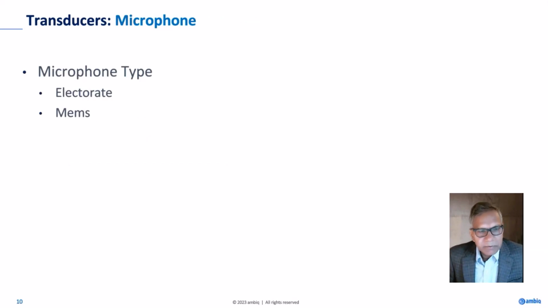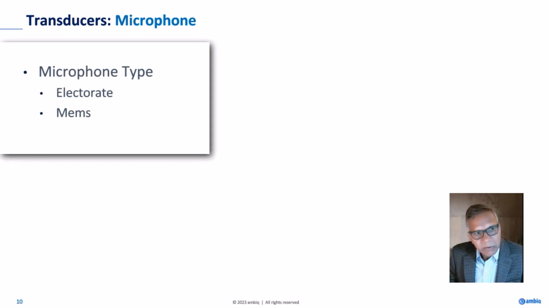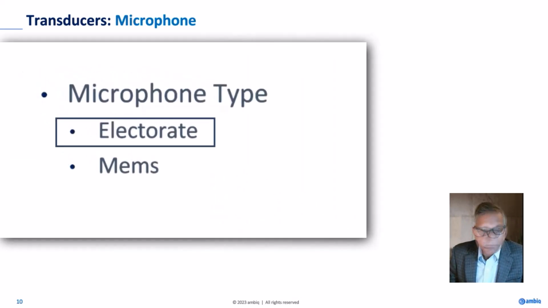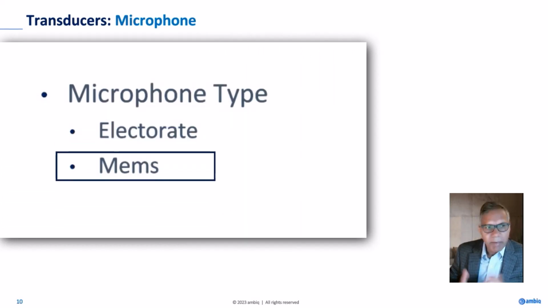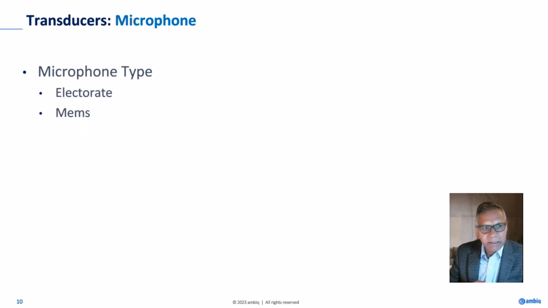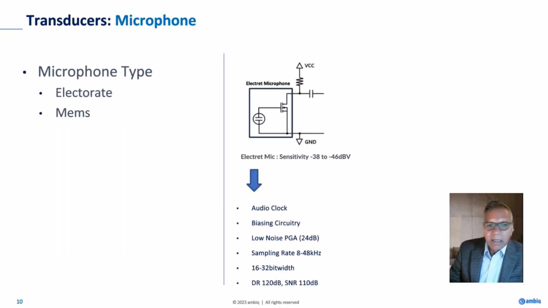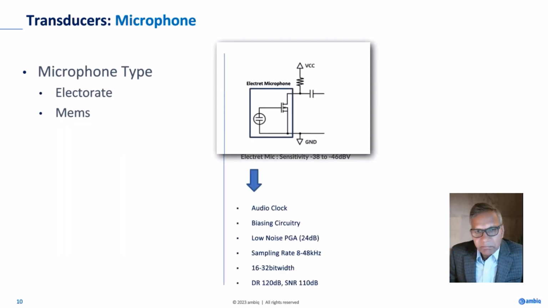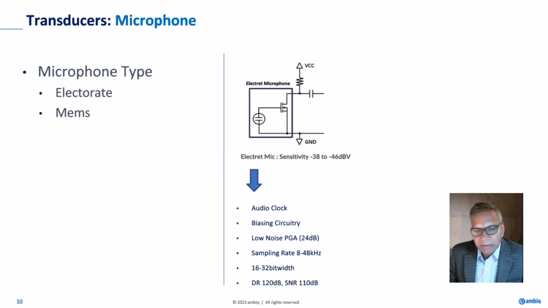Coming to the microphone. A microphone is a transducer that converts your speech into an electrical signal. There are two types of microphone, electret and MEMS based. A MEMS microphone can be both analog or digital, but we will primarily talk about digital here. Electret microphone is polymer based. It's a capacitive transducer, and it converts sound wave into electrical energy.